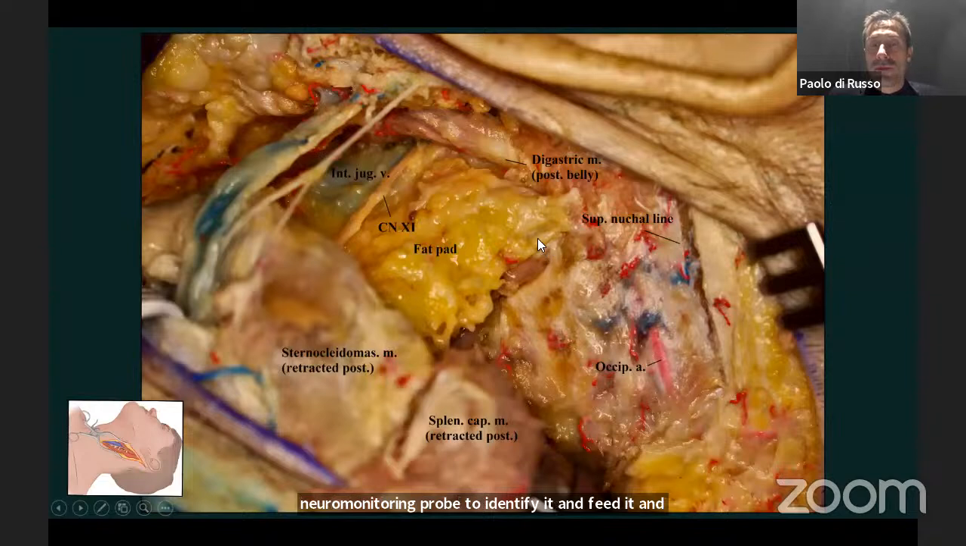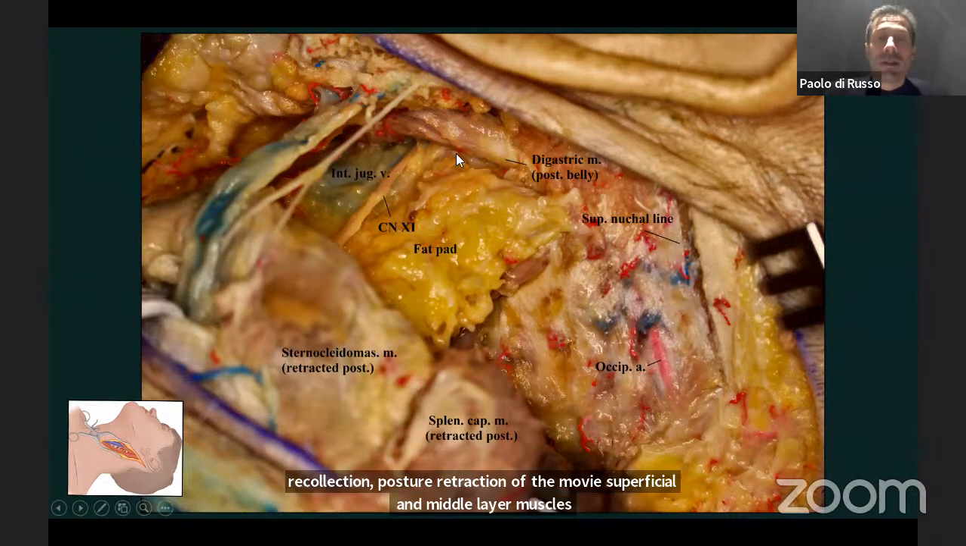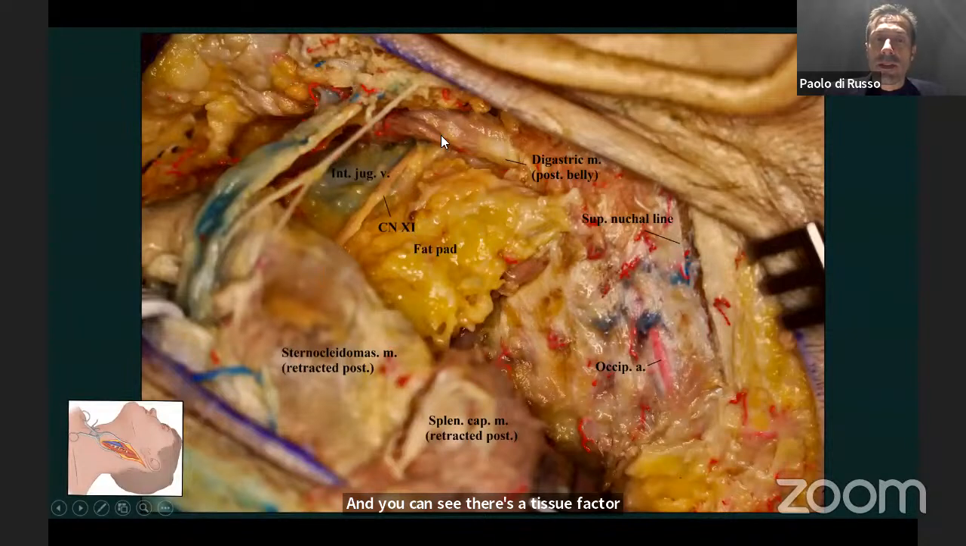This is after posterior retraction of the superficial and middle layer muscles. As you can see, this fat pad tissue, with the 11 nerve inside, has already been freed.